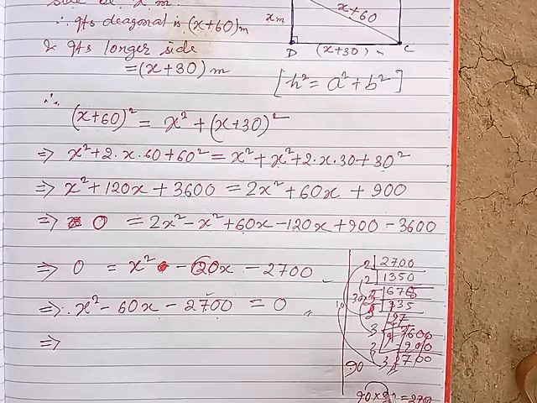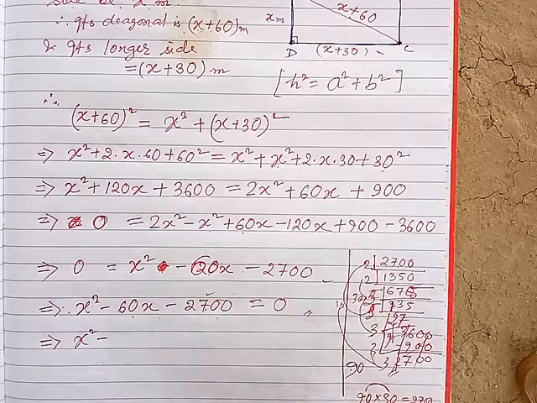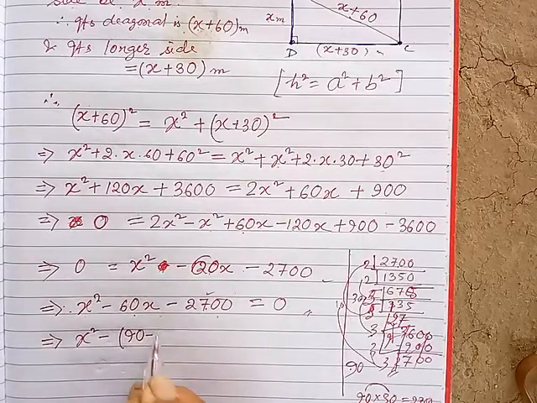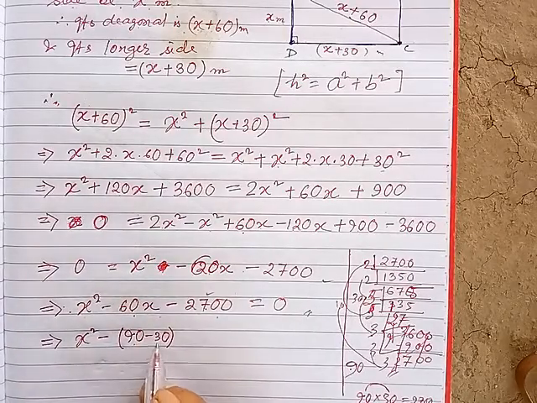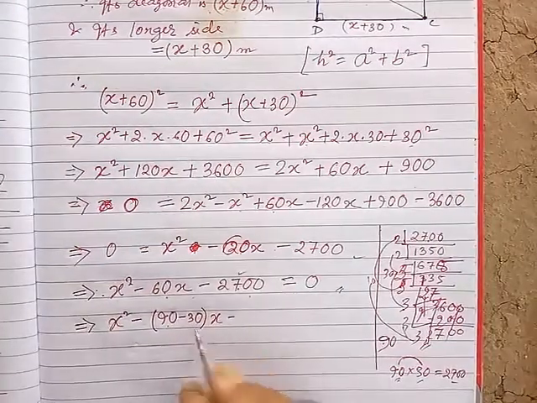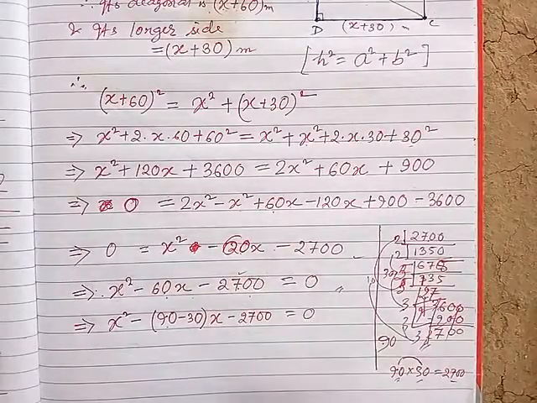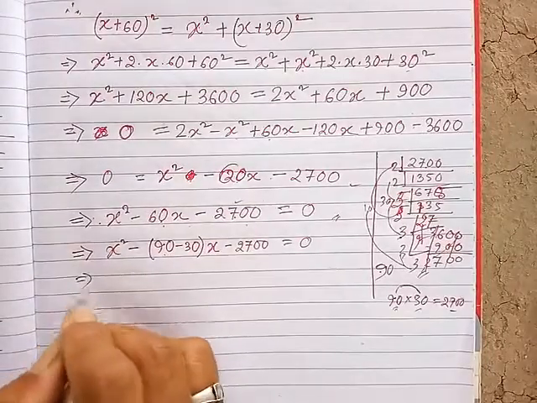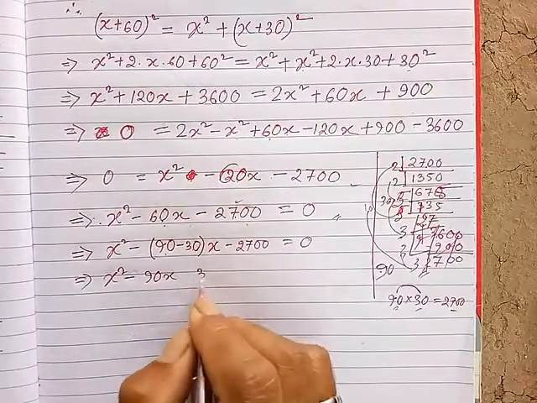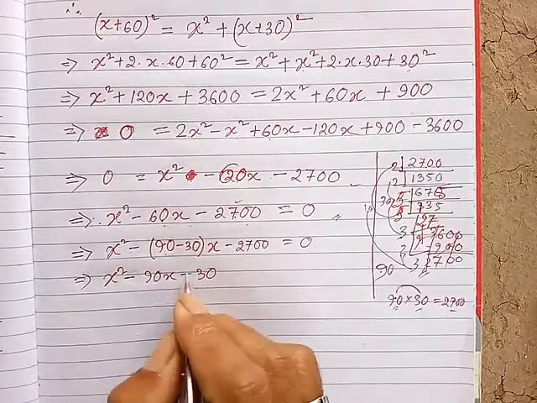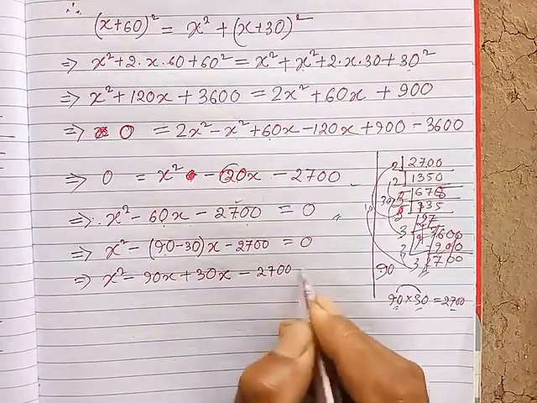Now using this 90 and 30, we can form 60. Just observe here, 90 minus 30, surely we will get 60. Instead of 60, I wrote 90 minus 30. So 90 minus 30 x, minus 2700 equal to 0. So it will be x square minus 90x, plus 30x, because minus minus is plus. Other things remaining the same, minus 2700 equal to 0.